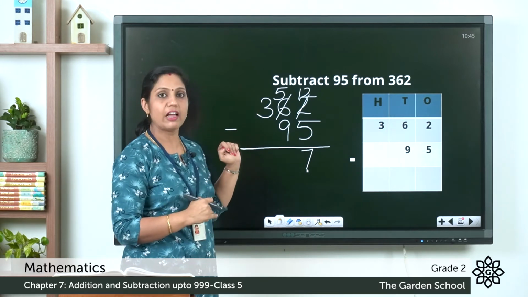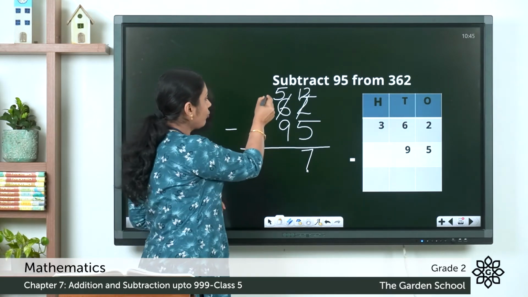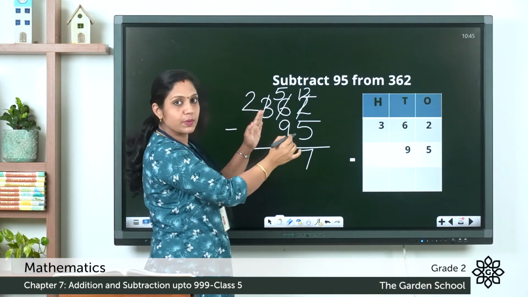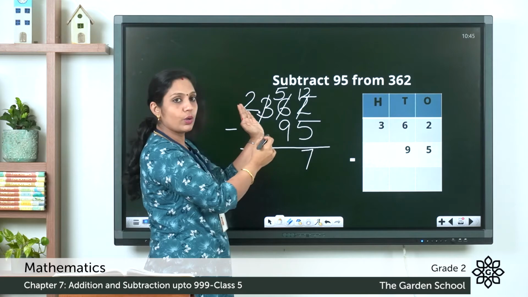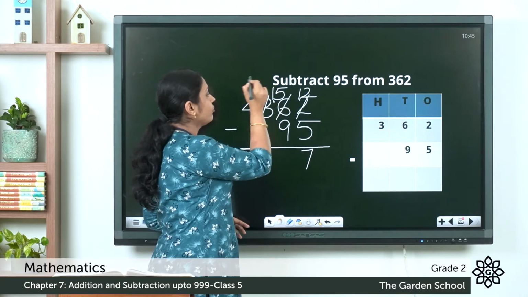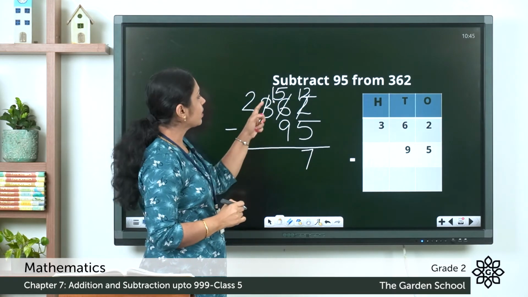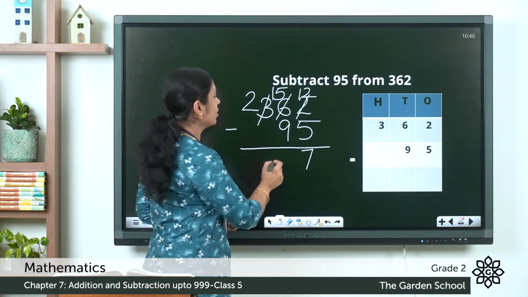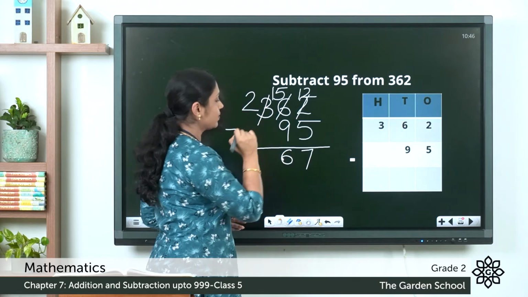So in the hundreds place we have 3. So we'll borrow from 3, and here we'll write the number 2. And we have in the tens place, now we have 5. When we borrow this, we get the number 15 here. So now we are able to subtract 15 minus 9. We have 6. So write that here in the tens place.